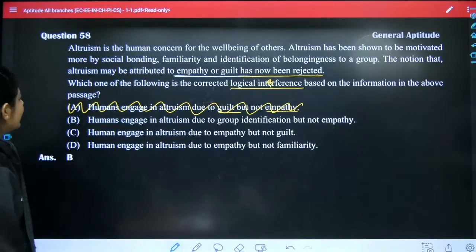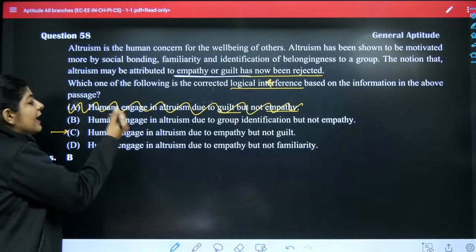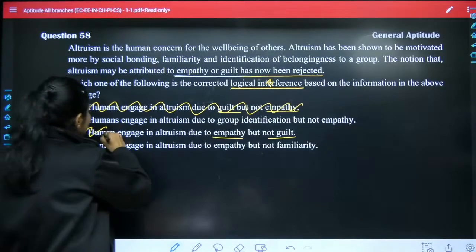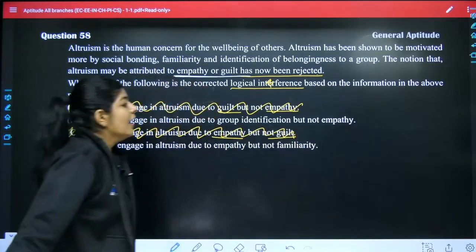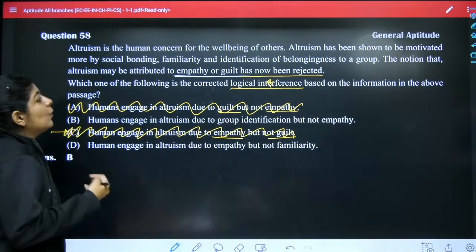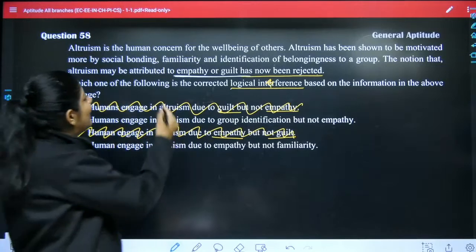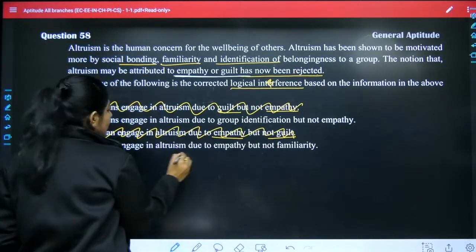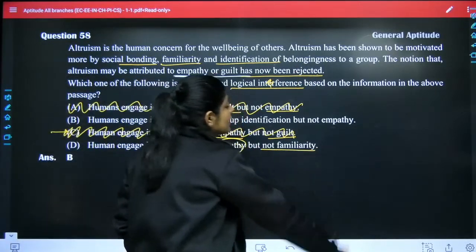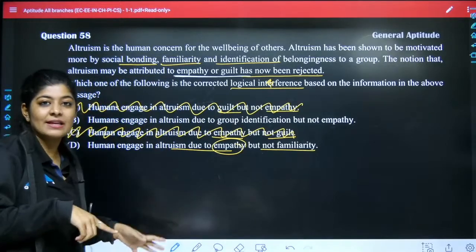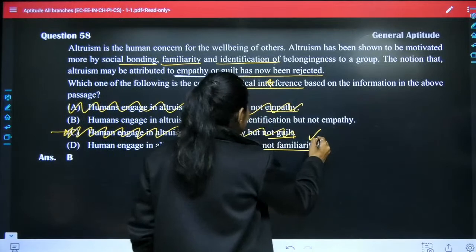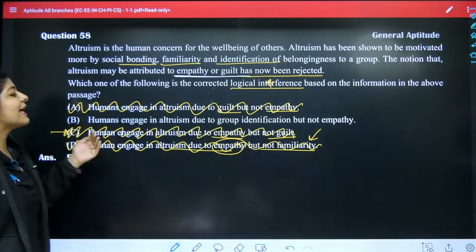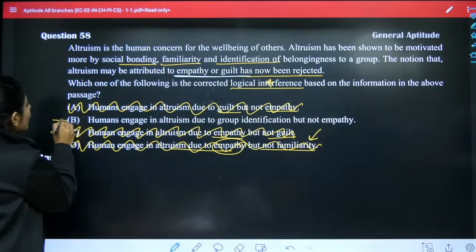This option is directly eliminated. If we check option number C as well, here both empathy and guilt are again used in opposite tones, so option number C is again eliminated. Now if we check option number D, here in altruism we are saying about the bonding, familiarity and identification, right? So here in this option, we are talking about empathy, but we are using familiarity in the negative term. But in the given passage, familiarity is considered in positive tone. So that's why this option is eliminated. Out of 4 options, 3 options are already eliminated. Now we are left with the only option, that is option number B.